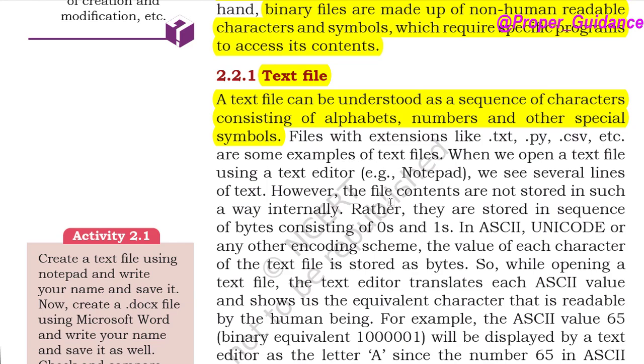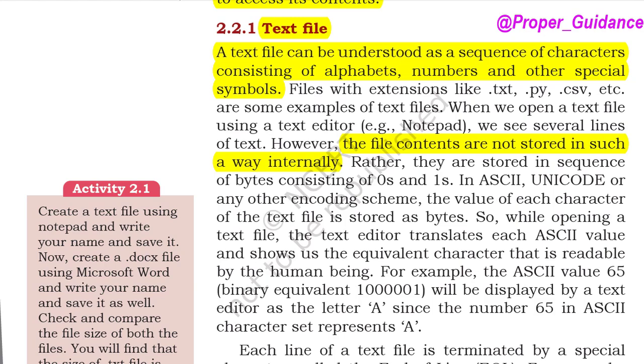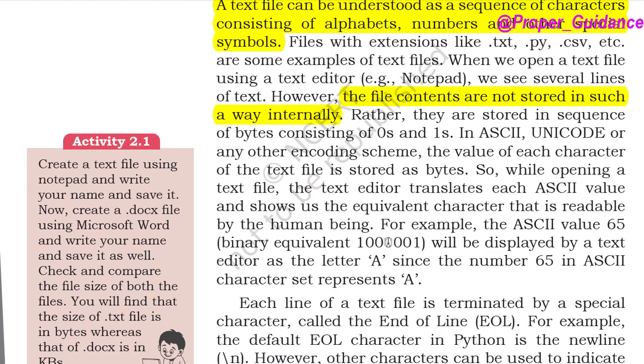When we open a text file using a text editor, for example Notepad, we see several lines of text. However, the file contents are not stored in such a way internally, rather they are stored as a sequence of bytes consisting of zeros and ones. In ASCII or Unicode or any other encoding scheme, the value of each character of the text file is stored as bytes. So, while opening a text file, the text editor translates each ASCII value and shows us the equivalent character that is readable by a human being.